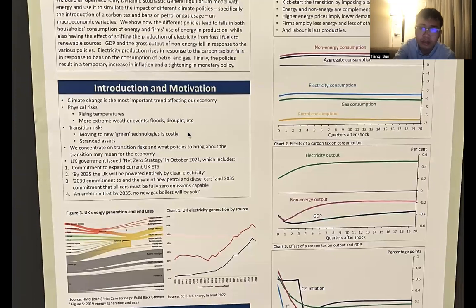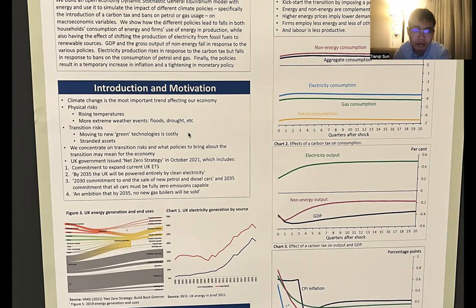So as we look into the introduction of this research, there are a couple of things to keep note of. This is basically for a developed country, and there needs to be a model developed for underdeveloped countries because they're on different scales. And climate change is basically the most important trend affecting our economy currently because there are a lot of physical risks like rising temperatures and more extreme weather events, floods, drought, and stuff like that. And there are also transitional risks because we are transitioning towards green technology, which is quite costly, and we concentrate on transition risk and what policy to bring about transition might mean for the economy.